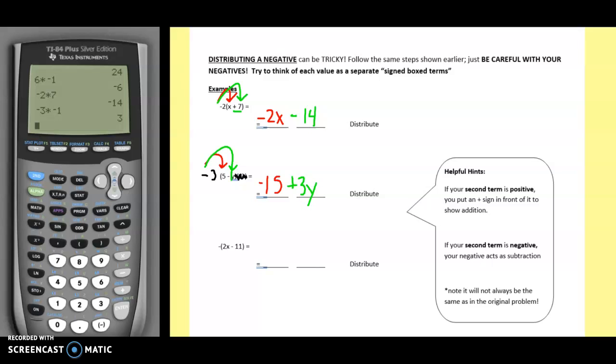And the last one is another way that you might see distributing a negative, when you just have this good old negative sign out front. This is kind of understood in the math world to mean a negative 1.